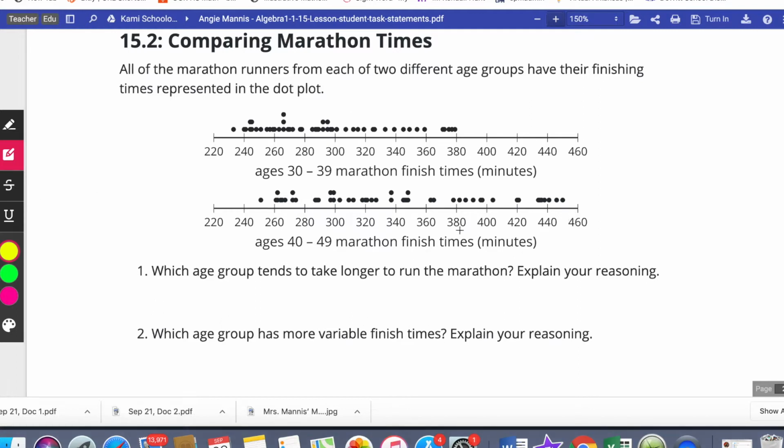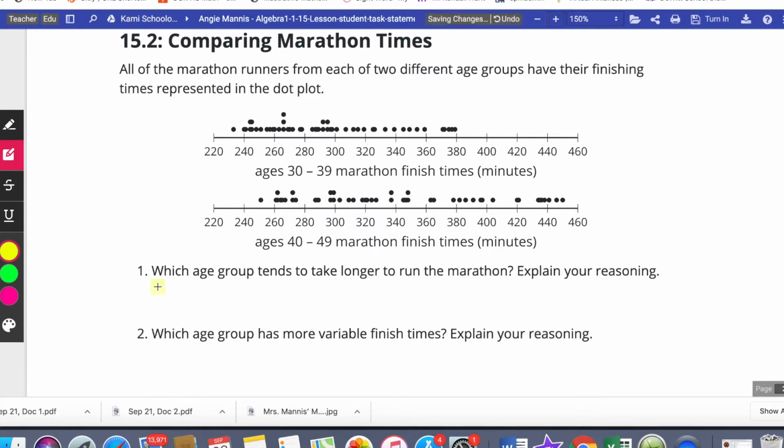And you could look at maybe where the median is. So if you're looking at this 30 to 39 age group, the median is going to be somewhere in the middle here. If you look at the 40 to 49 age group, the median is going to be further to the right than when compared to the 30 to 39 age group. So you can tell that the median is going to be higher for the 40 to 49 age group.